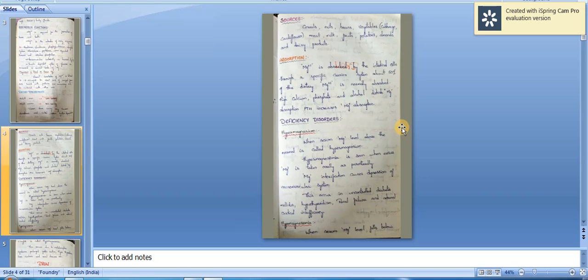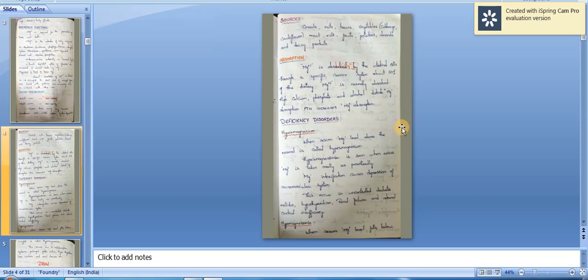Next, coming to disorders: hypermagnesemia and hypomagnesemia. When the serum magnesium level is above normal, it is called hypermagnesemia. It is seen when excess magnesium is taken orally or parenterally.